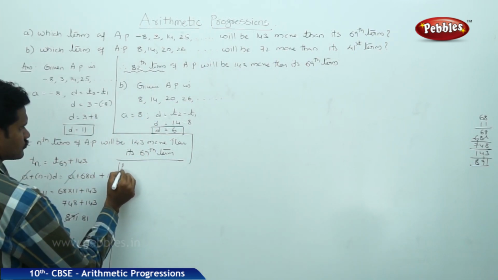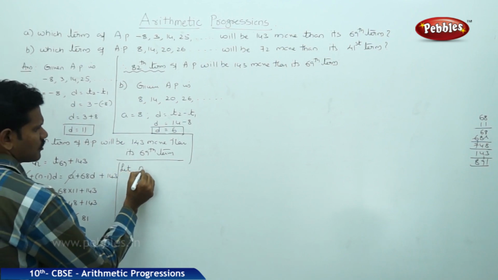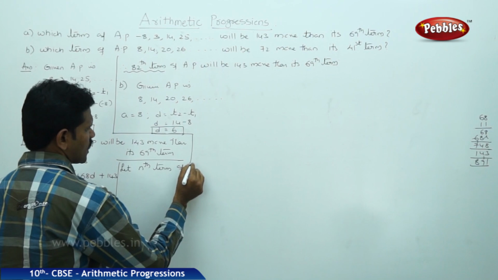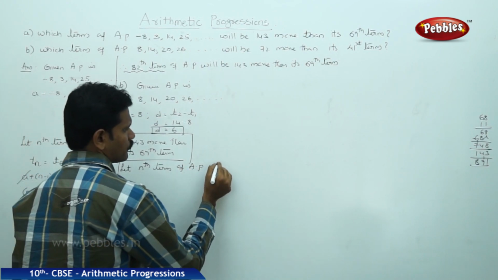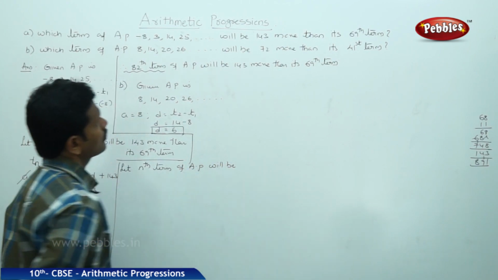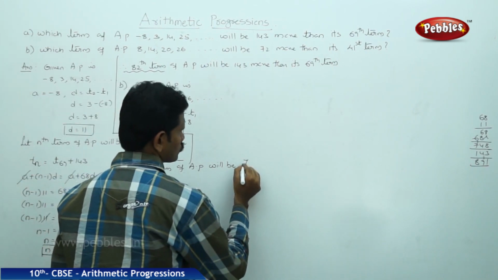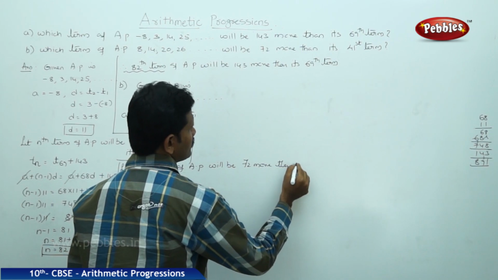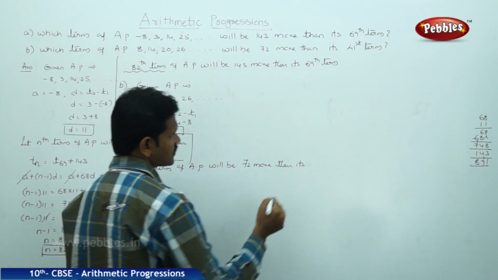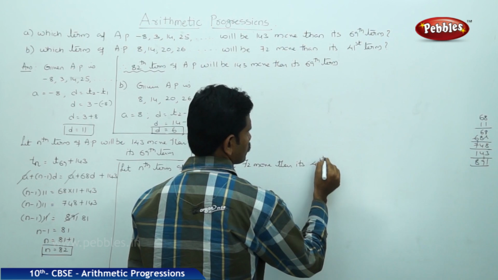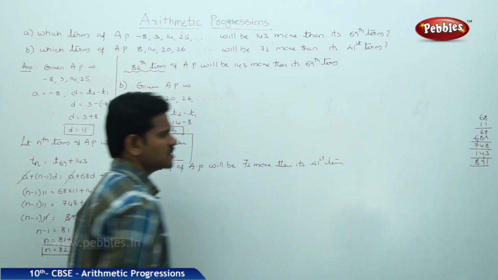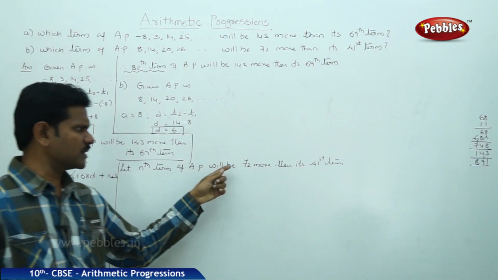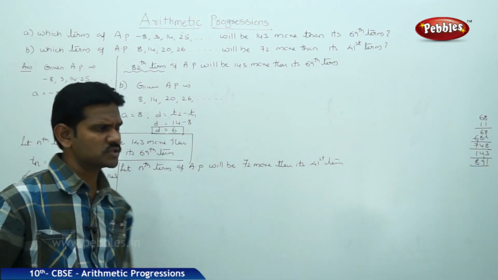Let my supposition be: let the nth term of AP will be 72 more than its 41st term. This is my supposition. Let the nth term of AP will be 72 more than its 41st term.